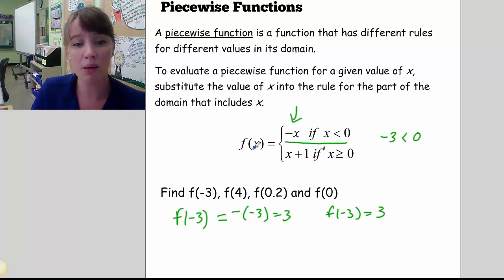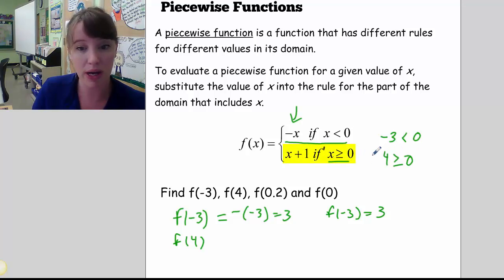Now f of 4 is a little different because it's going by the bottom rule, because 4 is greater than or equal to 0. So it's in the rule for the second part of the domain. All this rule is saying is just take the input and add 1. So this is just 4 plus 1, which is 5. So f of 4 is equal to 5.